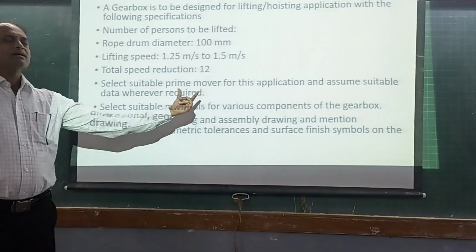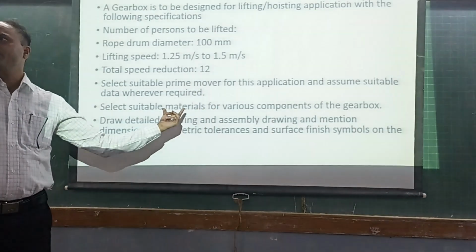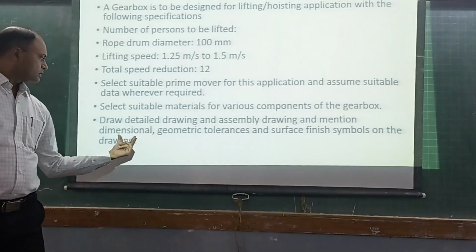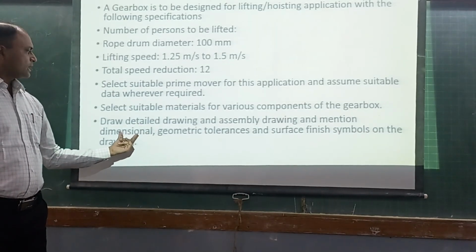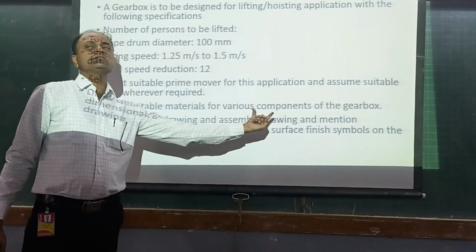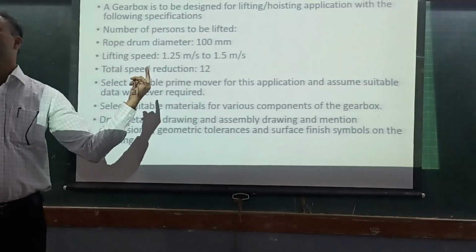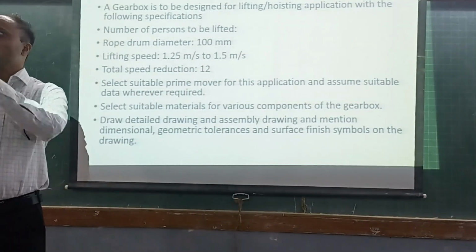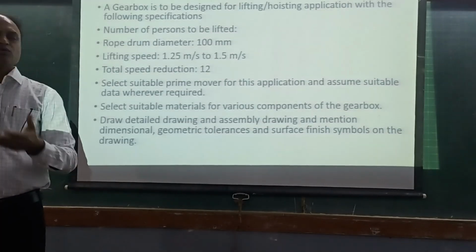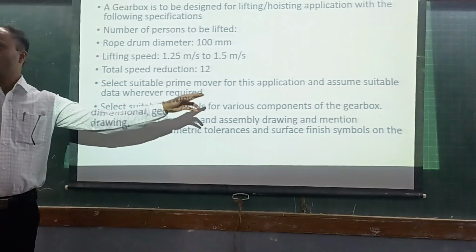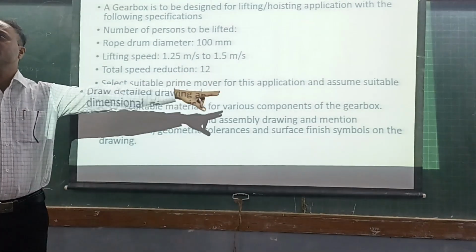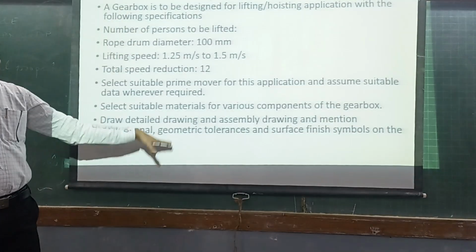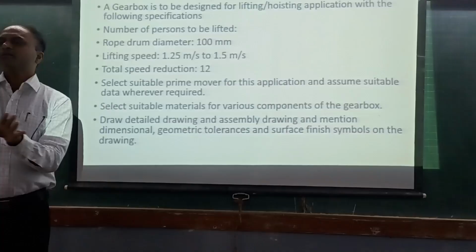For design purpose, we need to select suitable materials. Draw detailed drawing and assembly drawing. This is the last part of the project. We have to draw detailed drawing, assembly drawing, and mention dimensional and geometric tolerances and surface finish symbols on the drawing. So the drawing has to be a manufacturing drawing. Drawing should not be only drawing something. It should include all these: the tolerance values, geometric tolerance, dimensional tolerance, and surface finish symbols. So all these activities will comprise our project.